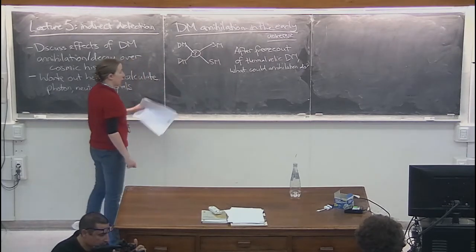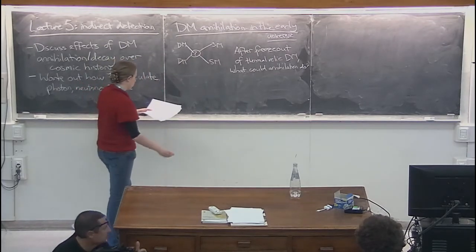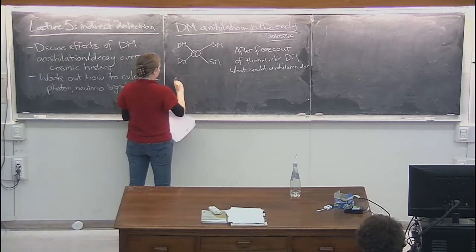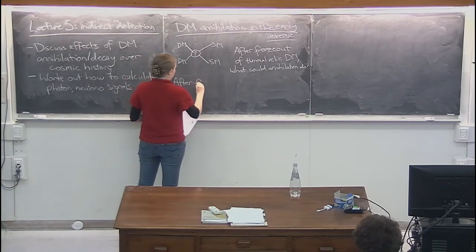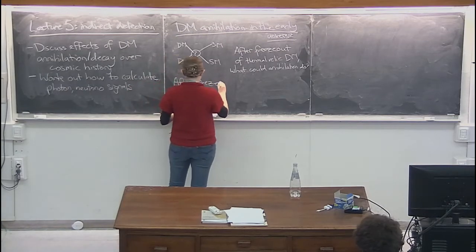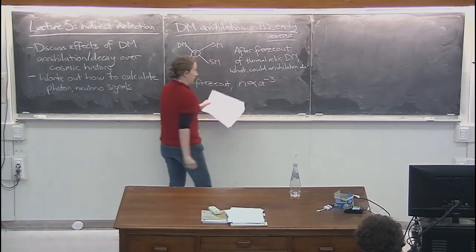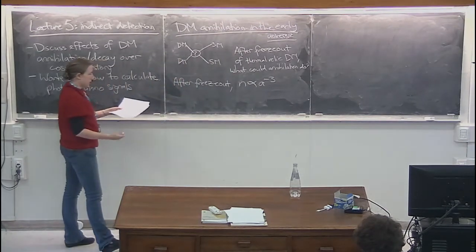But just because the average dark matter particle isn't annihilating doesn't mean that these residual annihilations can't have some interesting effect on the universe. So let's just think about scaling relationships here. So we know that after freeze out, the dark matter number density is just going to scale like the scale factor to the -3.